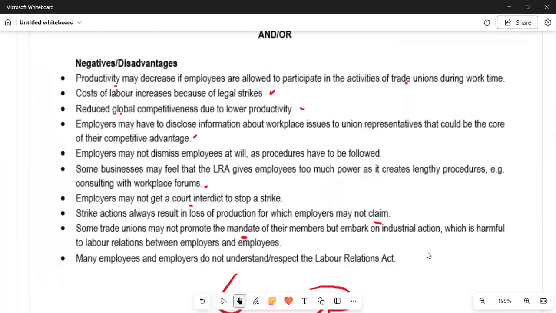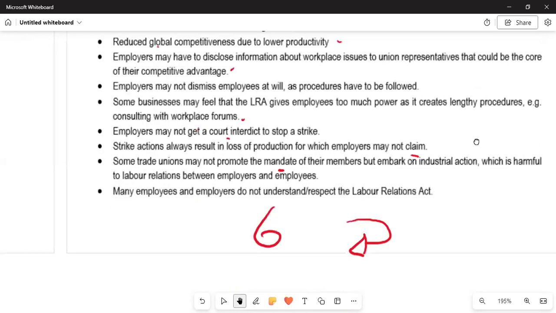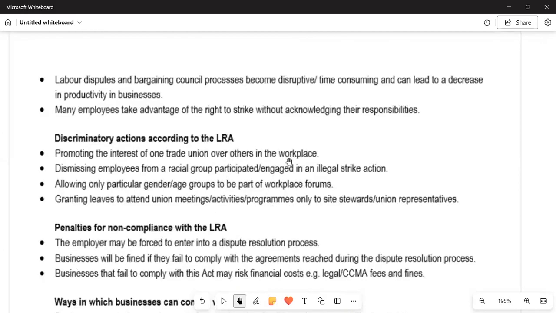And then if we are moving on, let us understand now the key concepts. And then we can see that those can be the effects. Many employees and employers who do not understand the Labour Relations Act may also be affected in this instance. And then it is for a maximum now of eight marks. We are saying that labor disputes are time consuming, and it can lead to a decrease of productivity or the discriminatory actions according to the LRA.